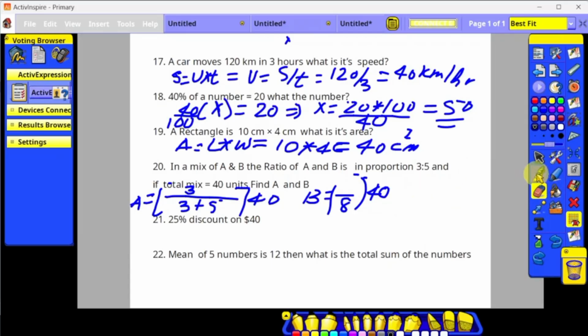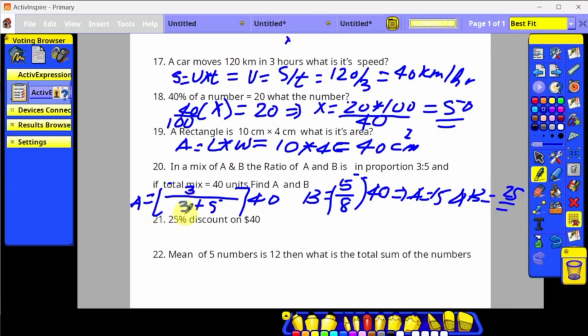So this should be 5 over 8. 40 divided by 8 is 5. 3 times 5 is 15, which implies A is equal to 15, and B is equal to 40 divided by 8, 5 times 5, 25. So B is equal to 25 and A is equal to 15.